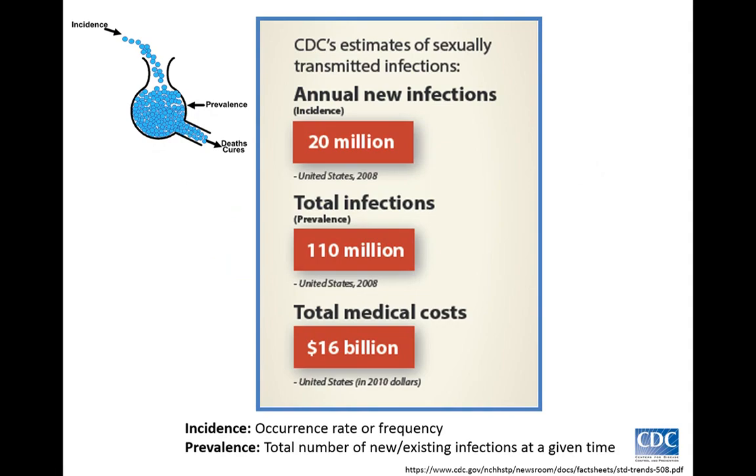All right, before talking about the different types of STDs, we're gonna talk about the difference between incidence and prevalence, and the cost of these STDs to healthcare. So basically, the CDC estimates that there are over 20 million reported cases of STD per year. And the prevalence is basically how many of those STD cases are currently present. So every year there are 20 million reported new cases, and overall there are 110 million reported cases of STD.